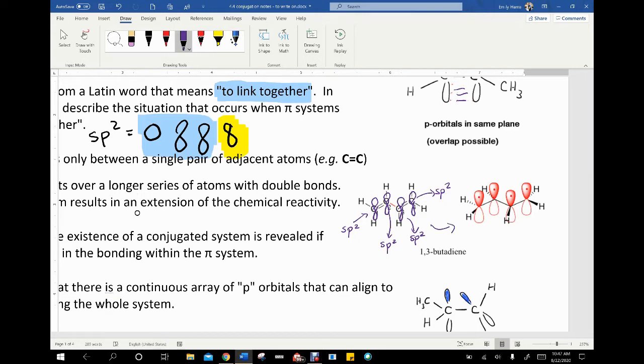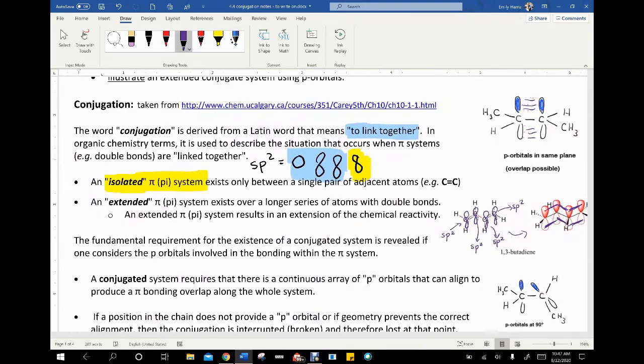And so those unhybridized p orbitals can all interact along the tops and the bottoms of that molecule. And that's what creates what's called an extended pi system, where you have alternating double bonds, so double bond, single bond, double bond, single bond, double bond, single bond, and each of those carbons are going to have an unhybridized p orbital that can participate in that pi system. And when you have that extended pi system, it's going to lead to some neat chemical properties, some extended reactivity, okay?